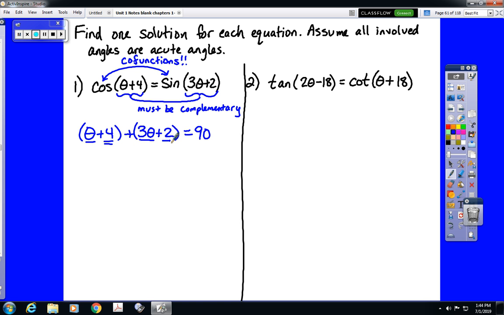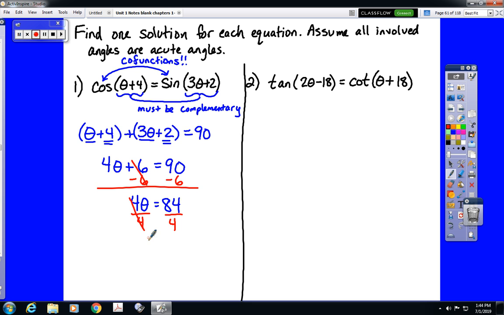And from there, that is a very simple algebraic equation. We add like terms. So 1 theta plus 3 theta is 4 theta. Plus 4 plus 2 is 6 equals 90. We subtract 6 from each side, which gives us 4 theta equals 84. And then we divide by 4, which gives us theta is 21 degrees. Now, if we want to be sure we're correct, we could take that and plug it back in up above. Theta plus 4 would be 25 degrees. 3 theta plus 2 would be 65 degrees. 25 and 65 are complementary angles, so our answer is correct.